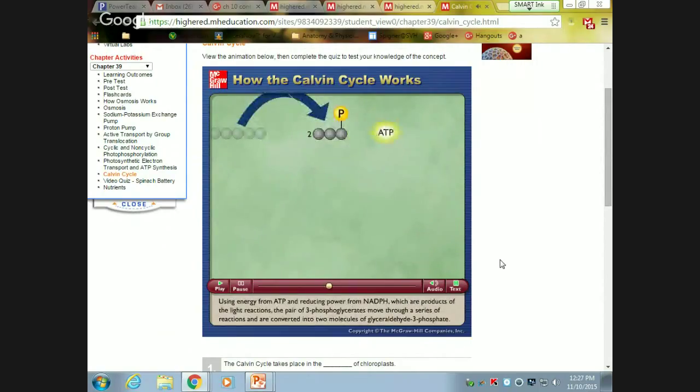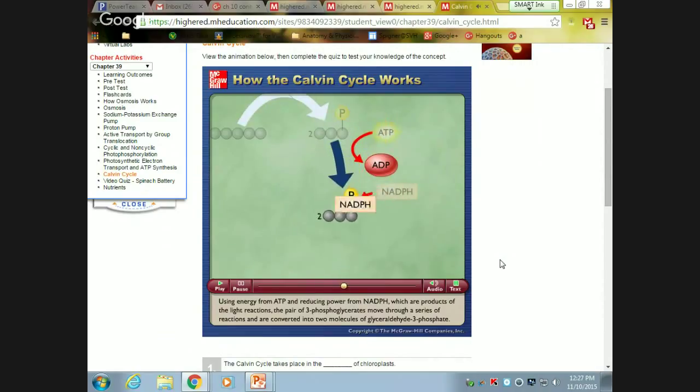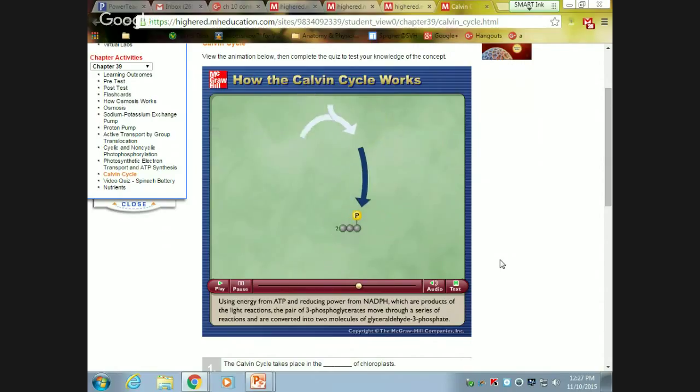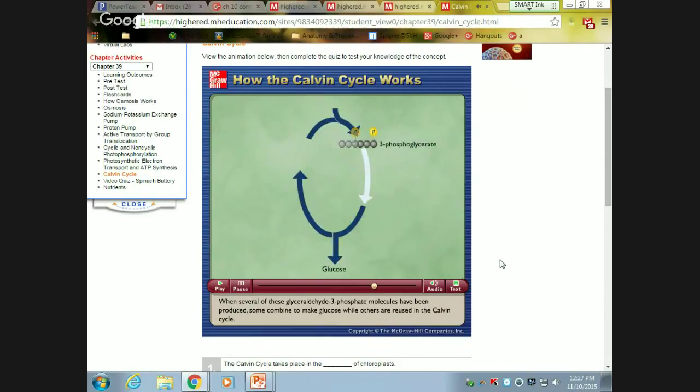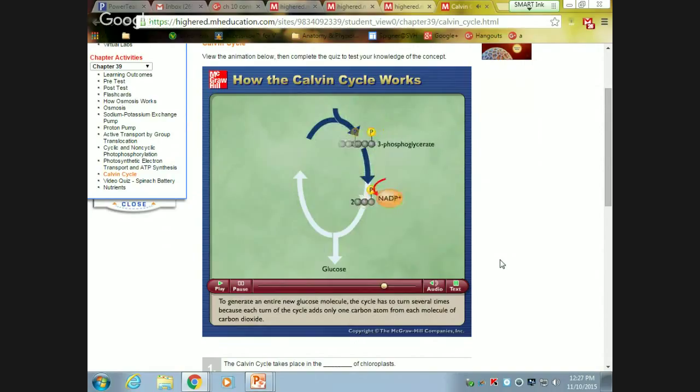Using energy from ATP and reducing power from NADPH, which are products of the light reactions, the pair of 3-phosphoglycerates move through a series of reactions and are converted into 2 molecules of glyceraldehyde 3-phosphate. When several of these glyceraldehyde 3-phosphate molecules have been produced, some combine to make glucose, while others are reused in the Calvin cycle. To generate an entire new glucose molecule, the cycle has to turn several times, because each turn of the cycle adds only 1 carbon atom from each molecule of carbon dioxide.